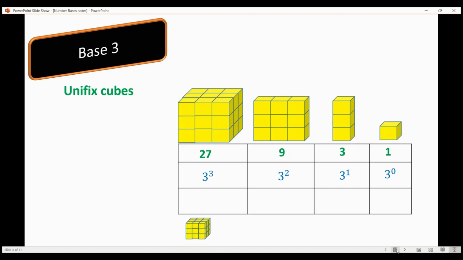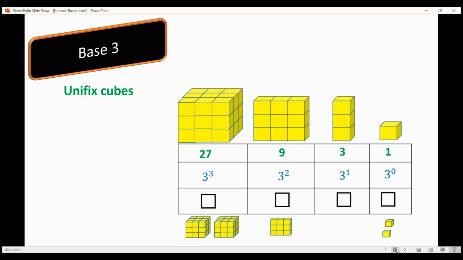So let's consider that we want to look at this particular number and identify it in base 3. Then what do we have? Let's bring up some spaces here so we can identify it. Remember, how many groups do we have in each place value?